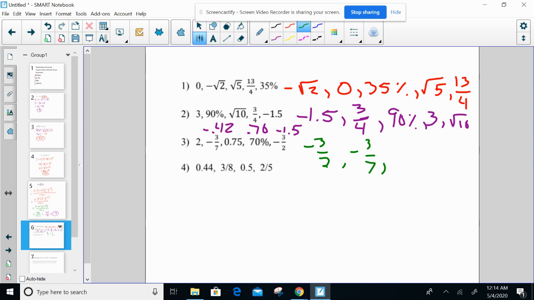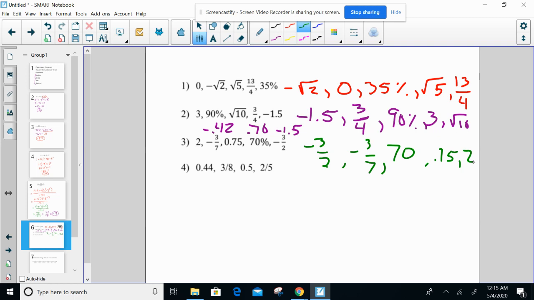Next would be either 0.70 or 0.75. Think about what's smaller. The 0.70 is smaller than 0.75. And I made the mistake again. Should be 70%. 0.75, and then finally the 2. All right, and I'm gonna not do the last one here.